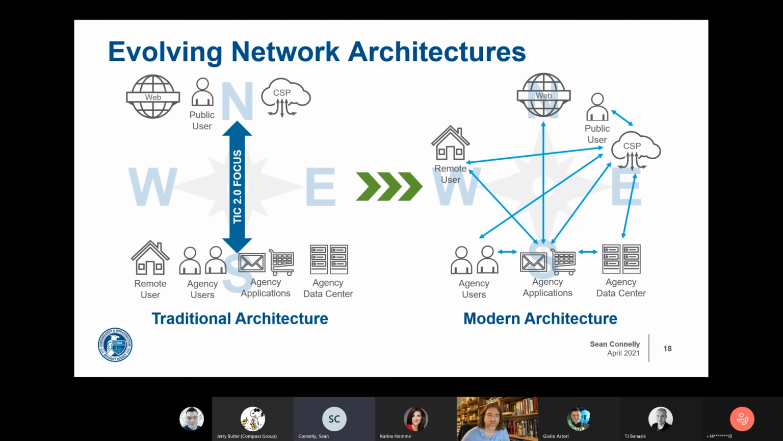Some agencies consider their remote users with a different level of confidence than their on-prem users. So the agency may place remote users in the northwest quadrant. Then when you start to map out all the data flows between the resources, you realize it's not as simple as north and south, east and west. So what have we done? Next slide, please.